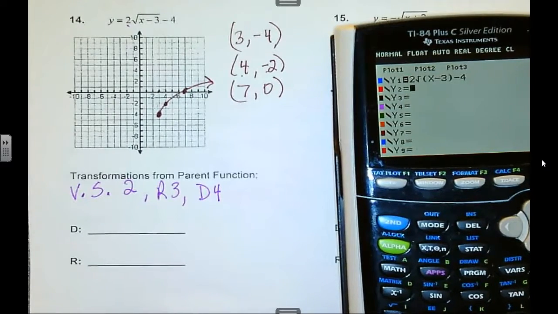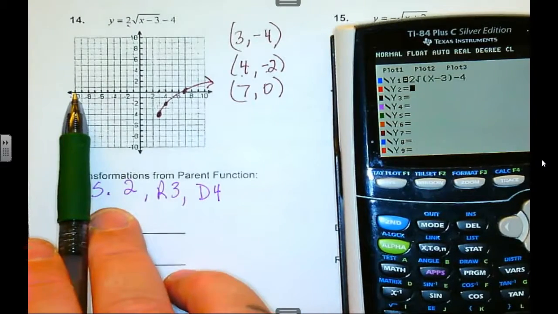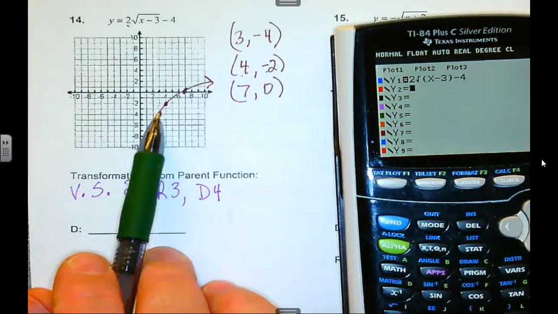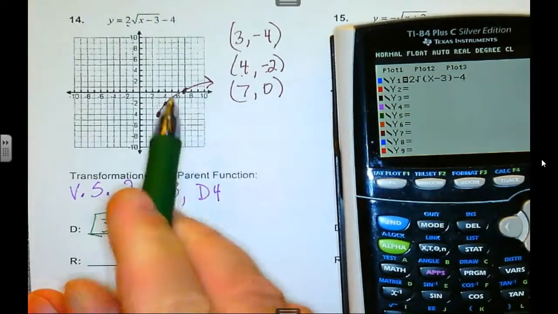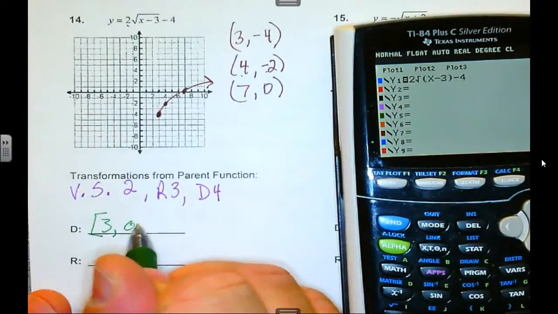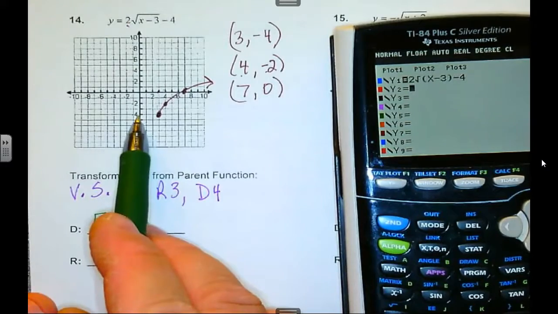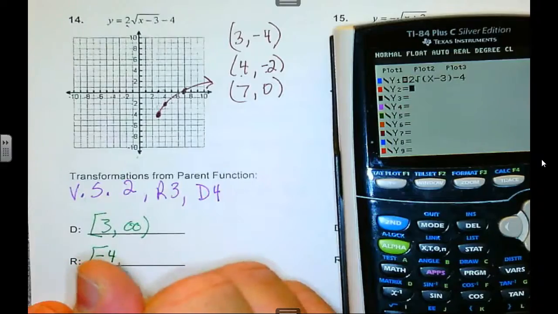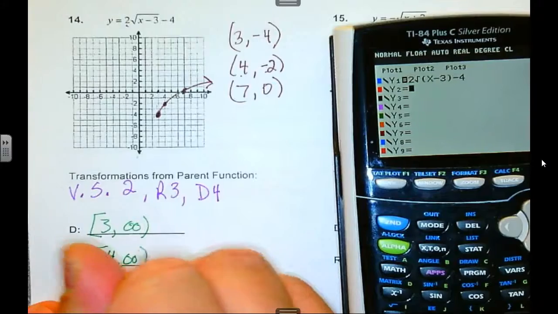Okay, my domain. The smallest number is going to be 3, includes the number 3, and it's going out to positive infinity. The range, the smallest number is negative 4, including negative 4, and it's going up, up, up forever to positive infinity.